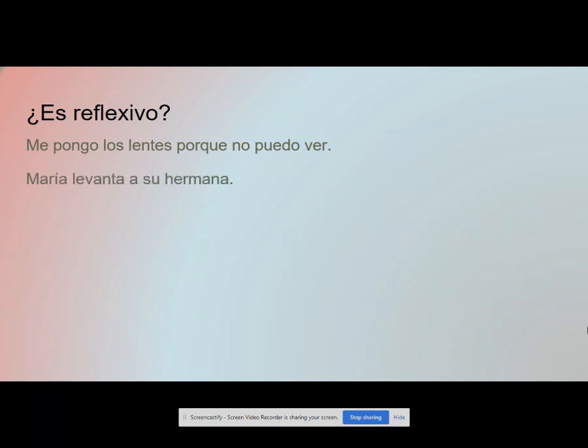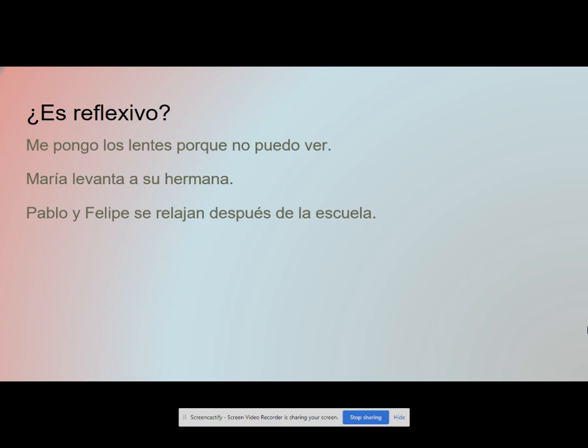María levanta a su hermana. ¿Es reflexivo? Hopefully you're able to see that this phrase is not reflexive. There is no reflexive pronoun in front of the verb, and the object of the sentence is su hermana. So María wakes up her sister. María levanta a, note the use of the personal a, levanta a su hermana. The object of the sentence is a person, so it requires that personal a, and it is not reflexive.